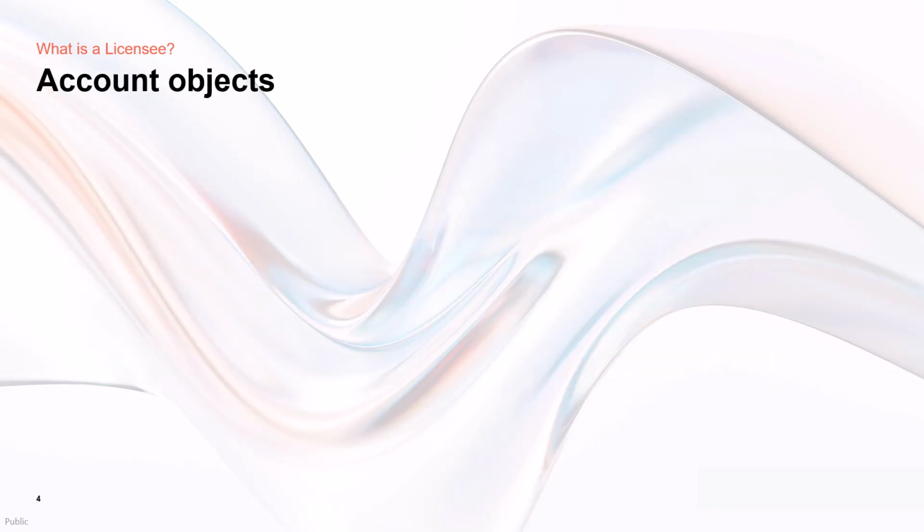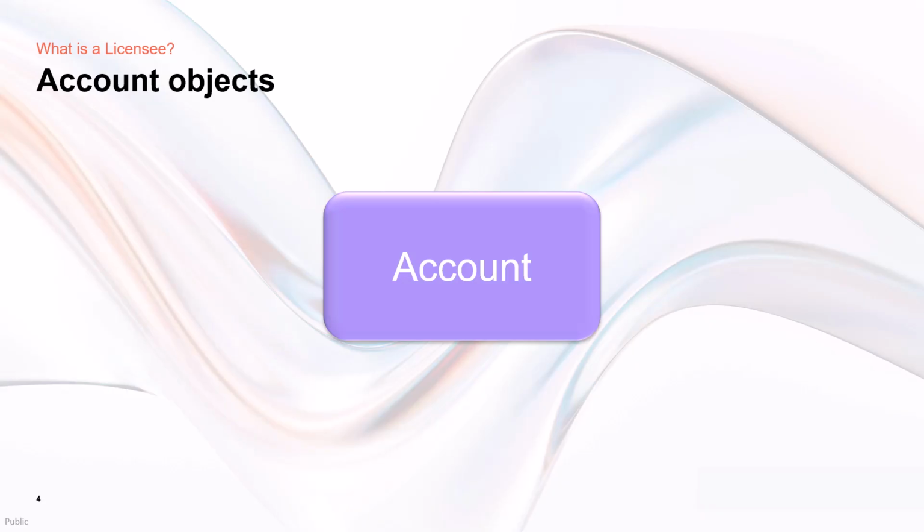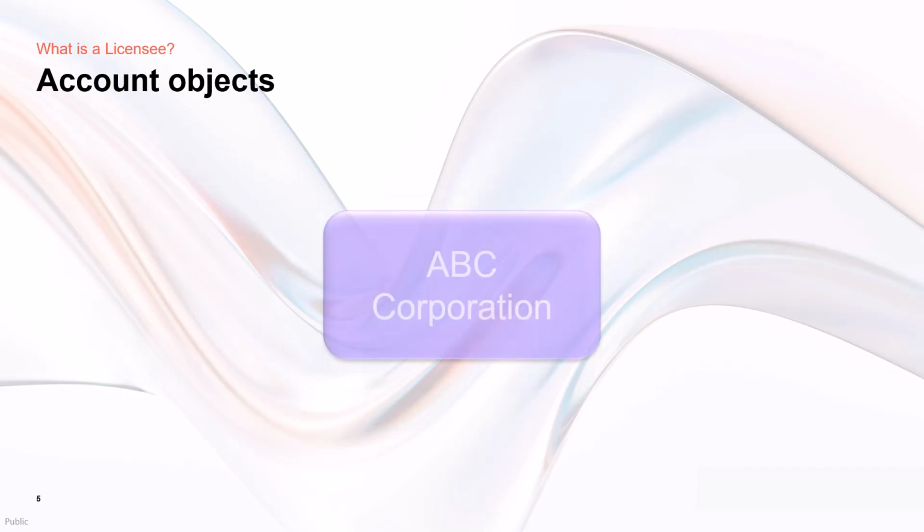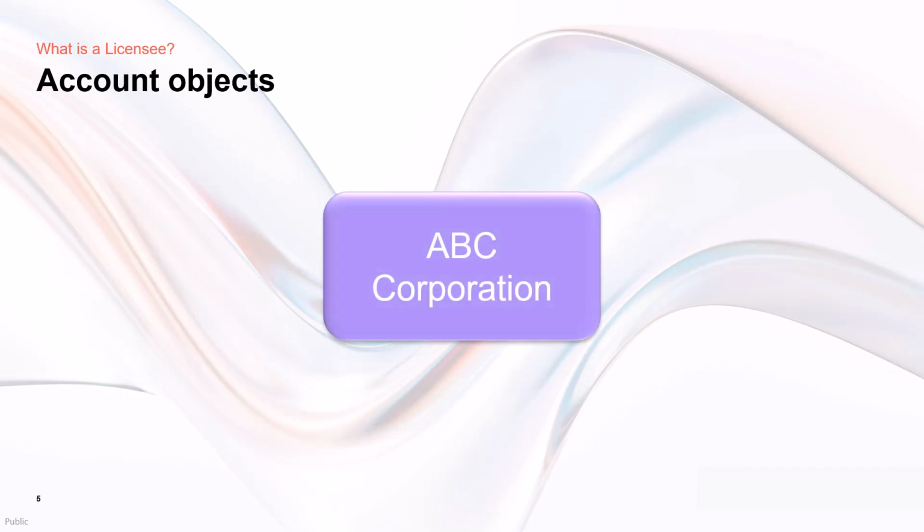First, it is important to understand the objects that make up your Client Portal account. The first object is the account itself. This is the highest level organizational object, which most often correlates with a single legal entity. In this example, we'll use a company called ABC Corporation, which corresponds to a Client Portal account with the same name.